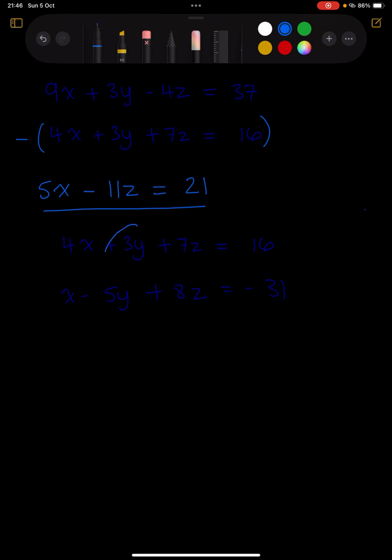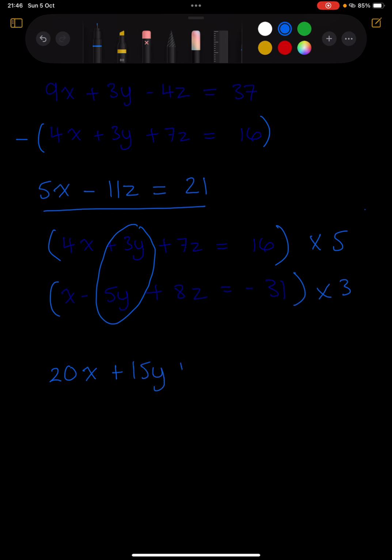So how do I combine these? Well, I have to find the lowest common multiple, which is going to be 15. So I'm just going to times the top equation all through by 5 in order to make the 3y 15 and the bottom one by 3. So 4x times the 5 is going to give me 20x. 3y times 5 is going to give me plus 15y. 7z times 5 is going to give me plus 35z, and then 16 times 5, so 16 times 10 would be 160, so it's going to be 80.